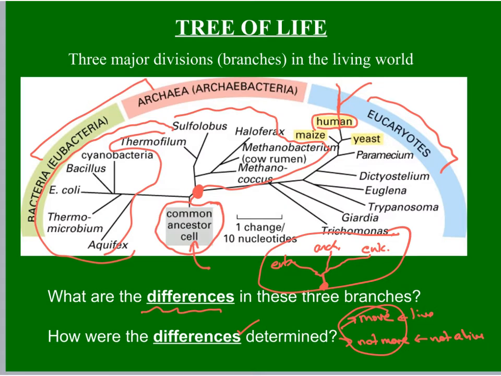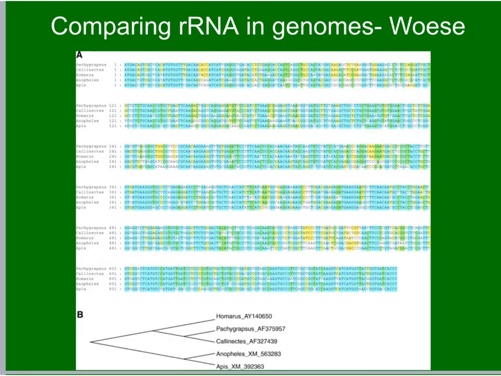And this particular tree of life was determined based on a guy named Carl Woese, W-O-E-S-E. And what Carl Woese looked at was rRNA in the genomes of tons and tons of different organisms. And what is rRNA? Well, rRNA is pretty simple to understand. It's ribosomal RNA. Okay, well, great. We know RNA is a heritable material. Why are we looking at ribosomal RNA?